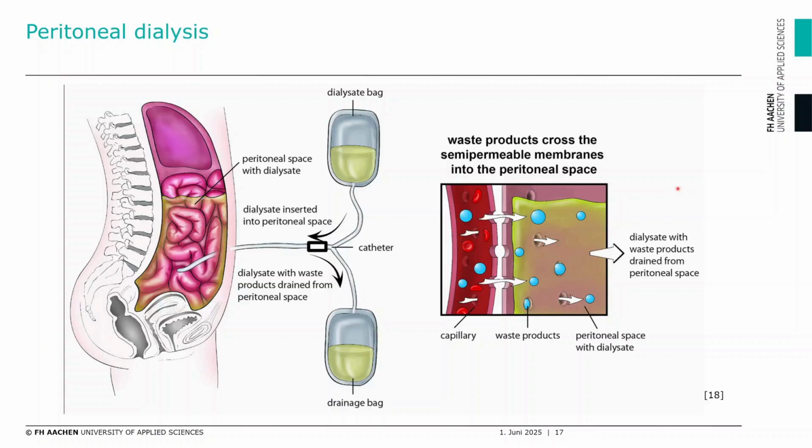The effectiveness of the procedure depends largely on the amount of peritoneal dialysis solution introduced and its retention time in the peritoneal cavity. Fluid removal can be achieved in peritoneal dialysis by adding osmotically active substances to the peritoneal dialysis solution. Glucose is mainly used here.